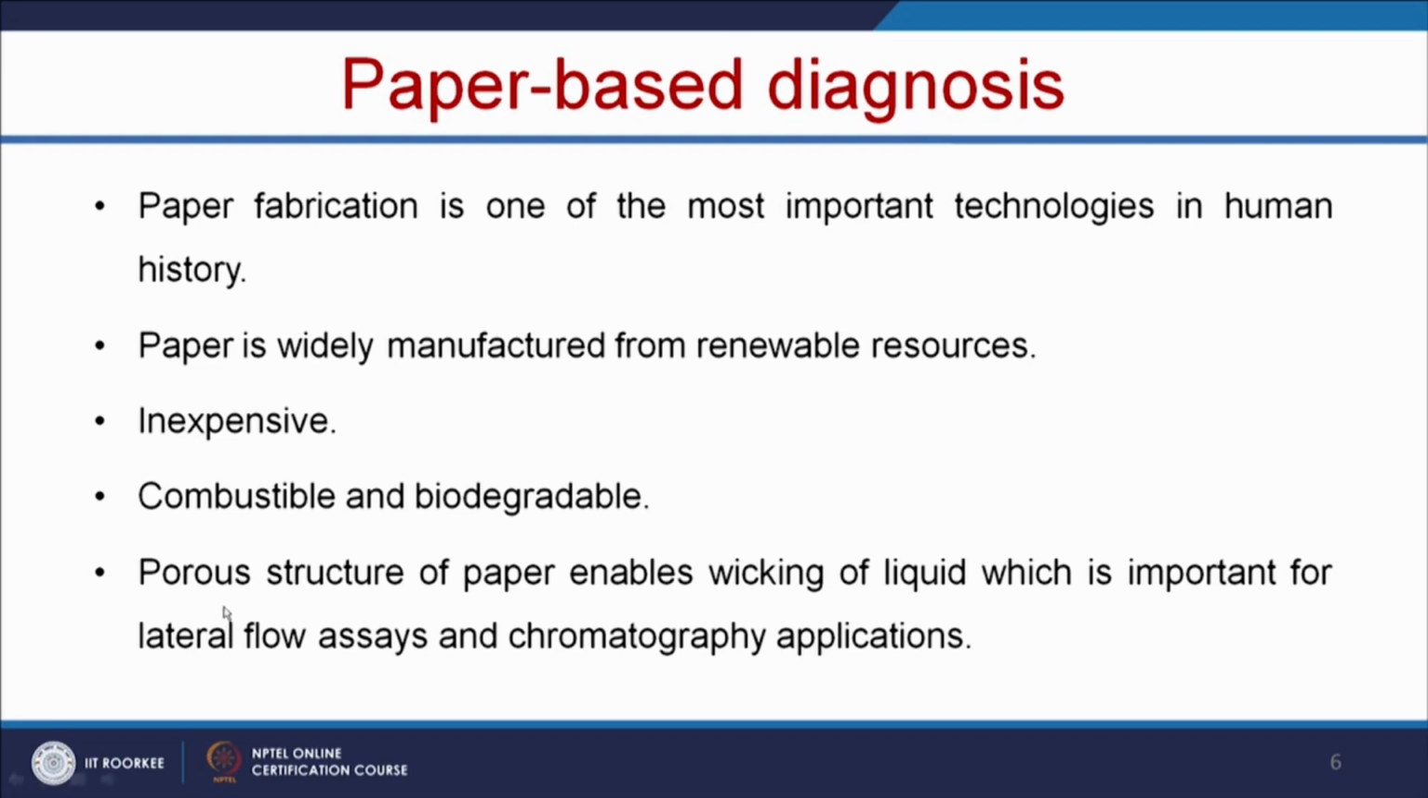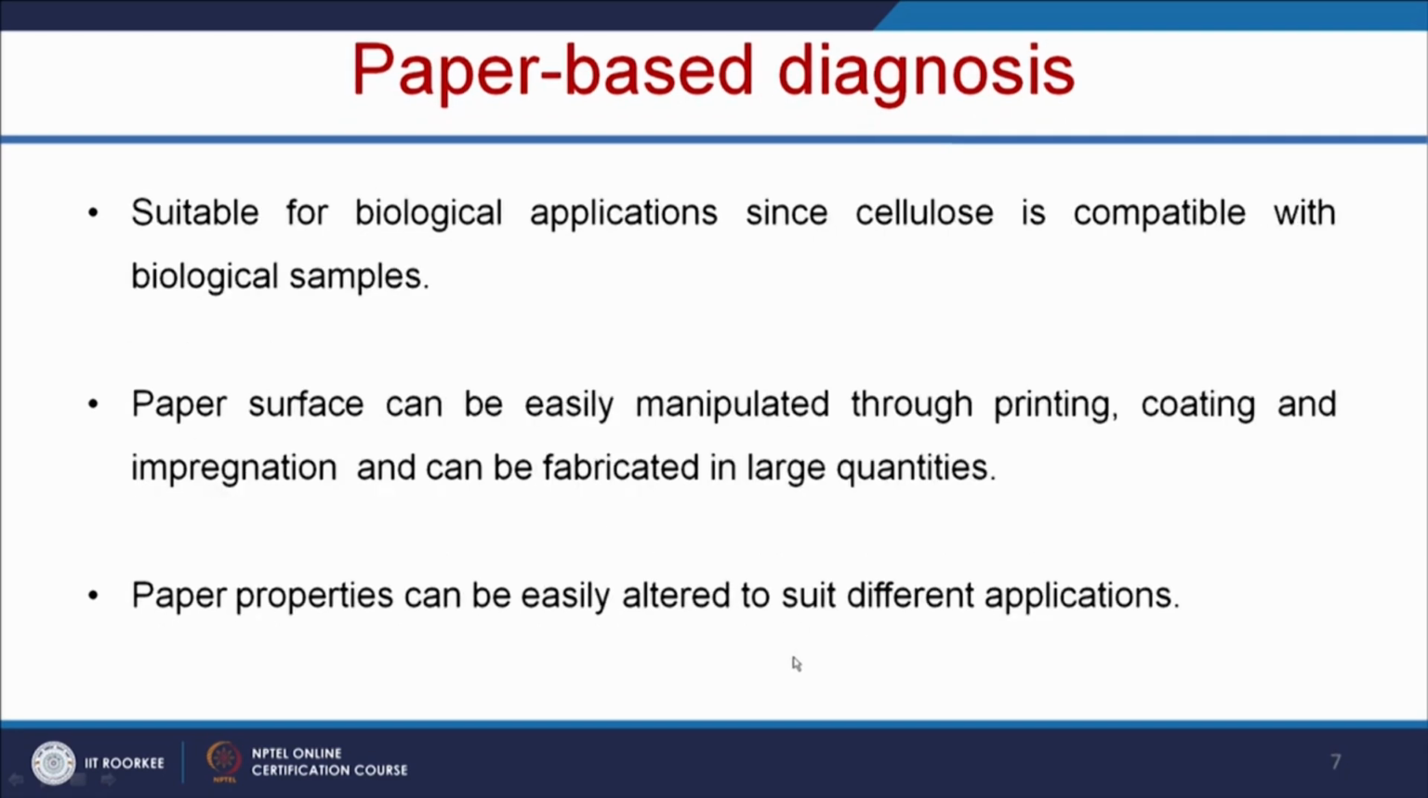And again the porous structure of paper enables wicking of liquid, which is important for lateral flow assays and chromatographic applications. This paper based diagnosis is suitable for biological applications because the cellulose is compatible with the biological samples, and the paper surface can be easily manipulated through printing, coating and impregnation, and it can be fabricated in large quantities. Another important property is that paper can be easily altered to suit our different applications.